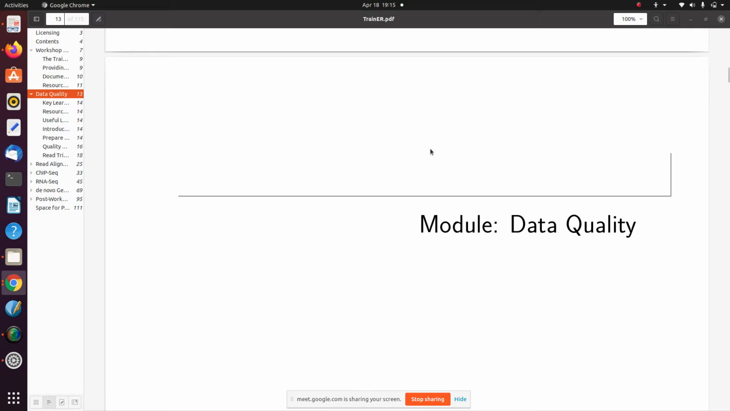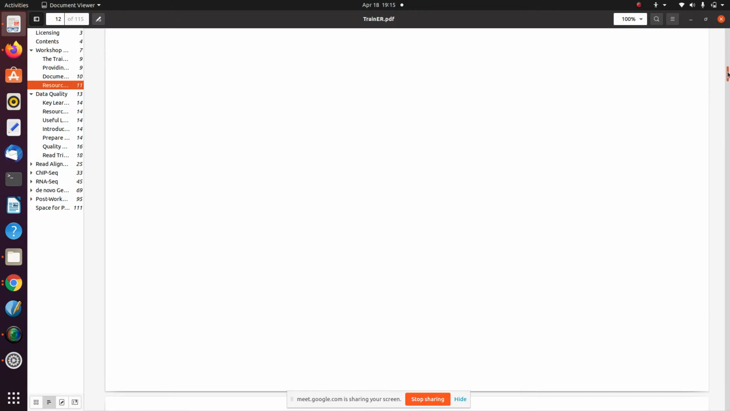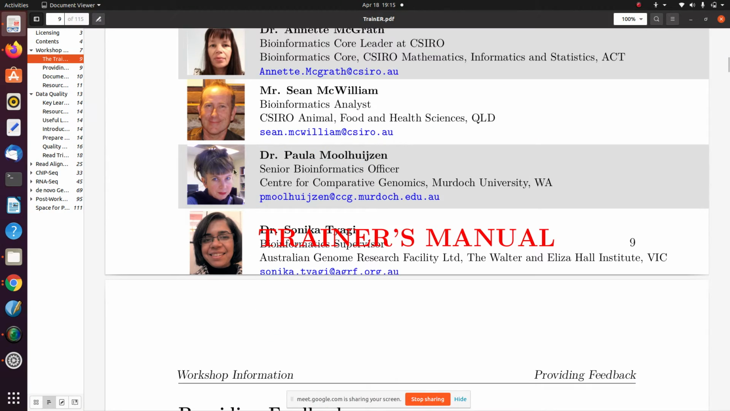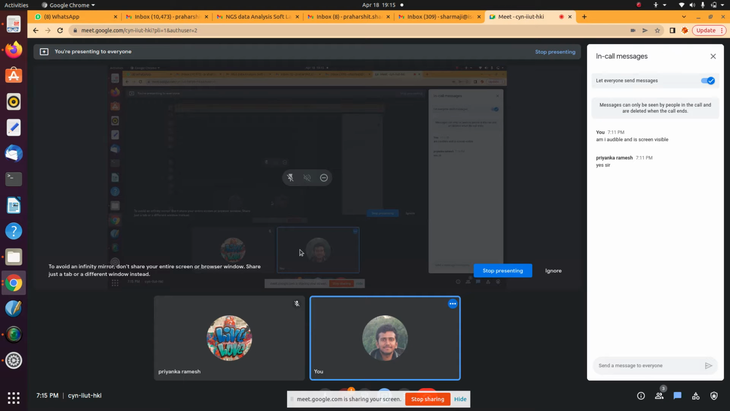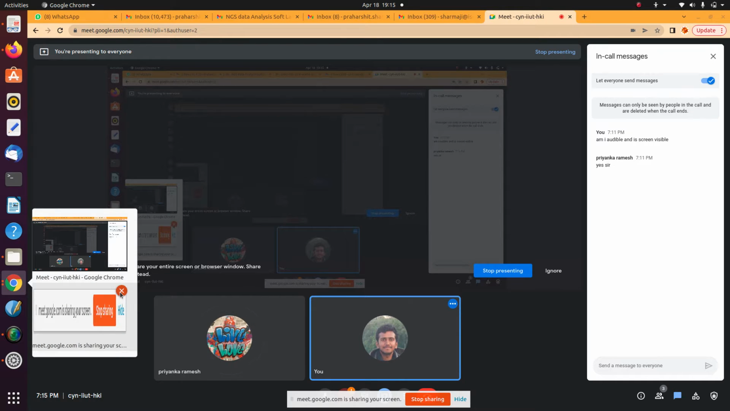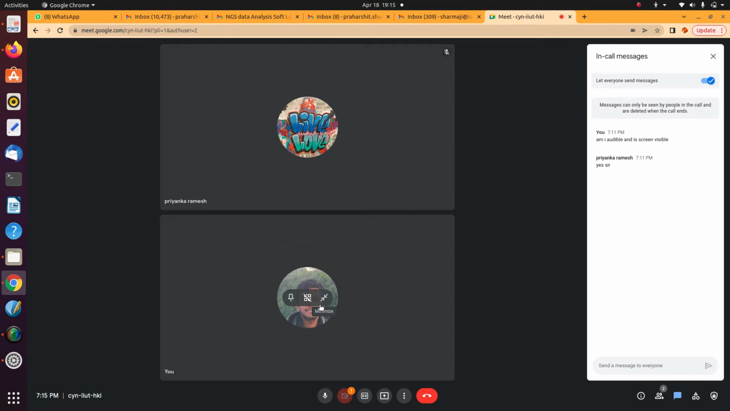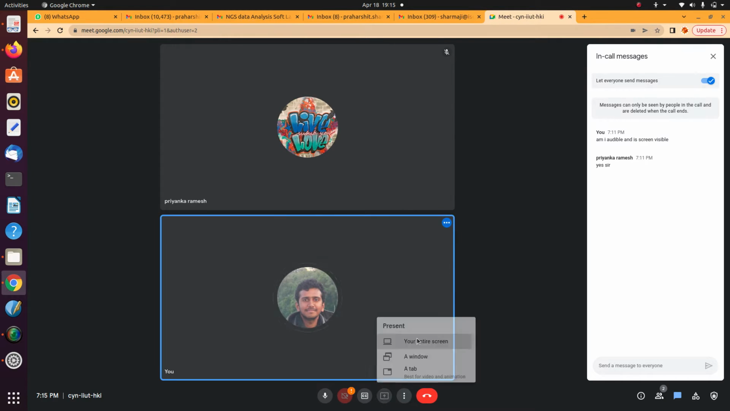As you know, data quality is common to all the NGS sequencing. This is the first module, and it's common to almost any kind of sequencing. Dr. Party has joined. Is there one more participant? Okay, let us wait for him. Meanwhile, I will close this, and again we lost the screen, so I will share the screen again.